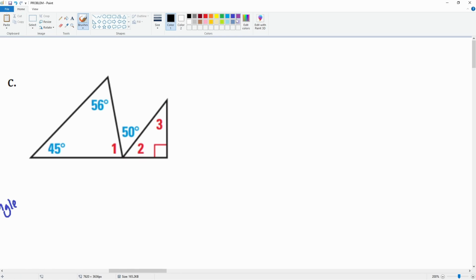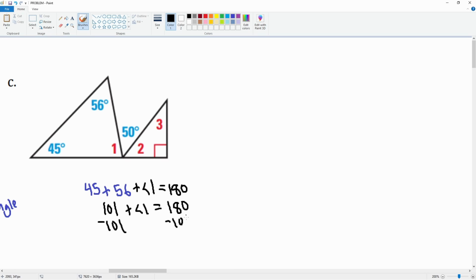We have this equation for the left triangle: the 45 plus 56 plus that missing angle 1 is going to be equal to 180 degrees. All these angles here add up to 180. 45 plus 56 gets you 101, plus angle 1 is equal to 180. Subtract 101 from both sides. Angle 1 is equal to 180 minus 101. This gets you 79 degrees. So this is 79 degrees.